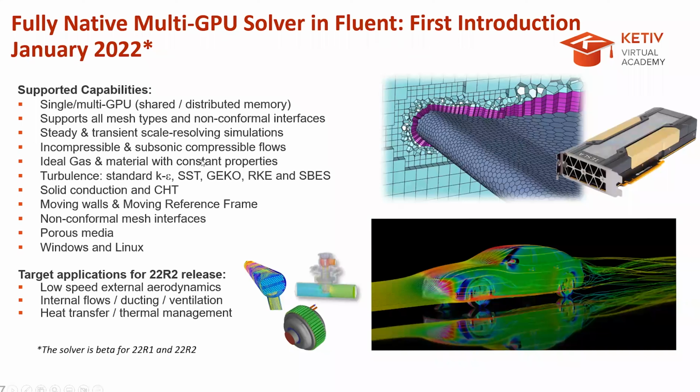Given the physics that I just discussed, some of the target applications wherein this native multi-GPU solver can be used are low-speed external aerodynamics, internal flows, like I said, HVAC applications, and any type of conjugate heat transfer thermal management problem that you're doing today. Even though the GPU solver is in beta mode, I can tell you from personal experience that a lot of our customers have already started using it because their applications are similar to what you see on the slide, and they're seeing some great speed ups and performance gains by switching from the CPU to the GPU mode of doing their calculations.